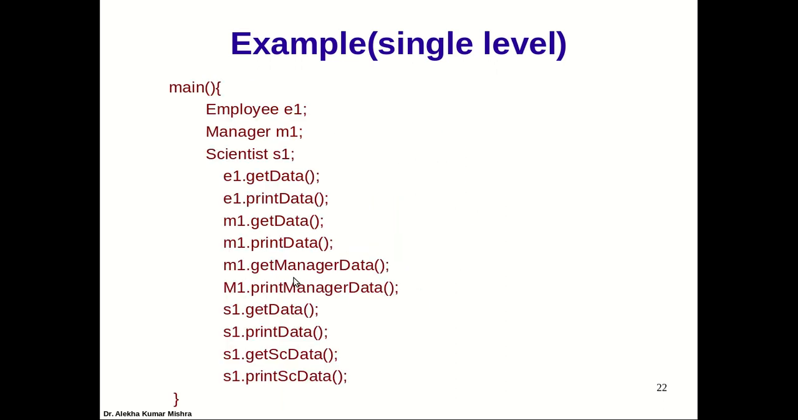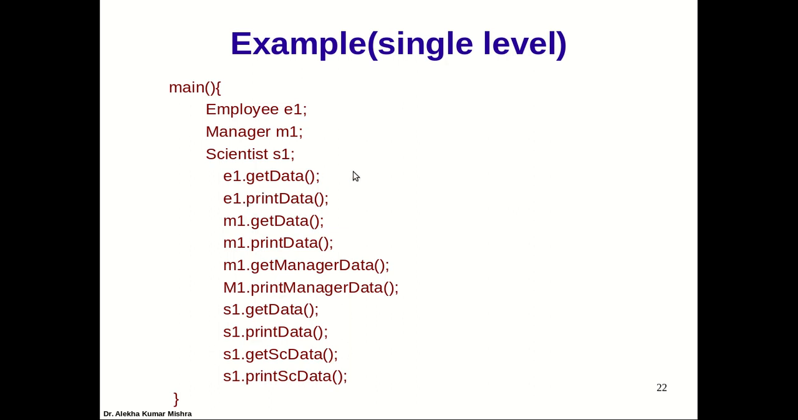Let's see how to use them. This is our main function. Employee E1 creates an object of class employee. Manager M1 creates an object of class manager, and scientist S1 creates an object of the class scientist. E1 get data, E1 print data.